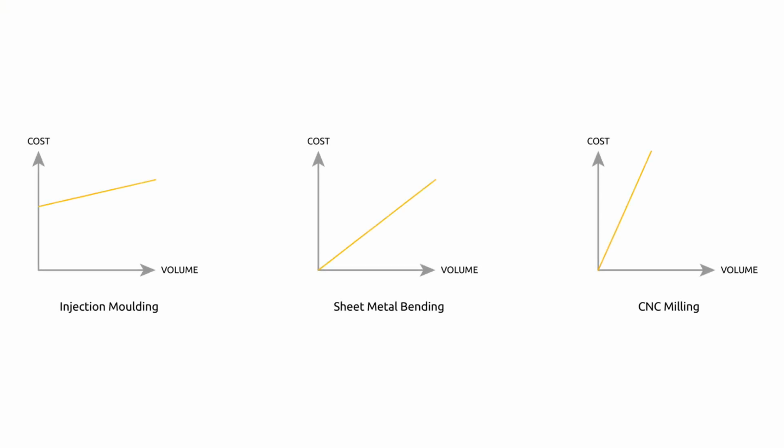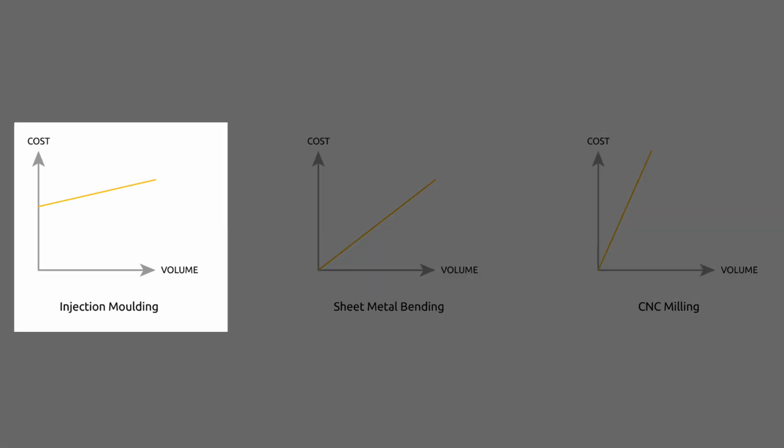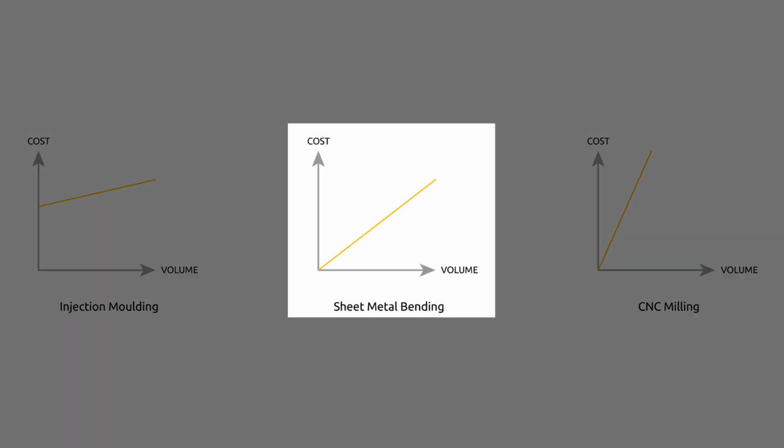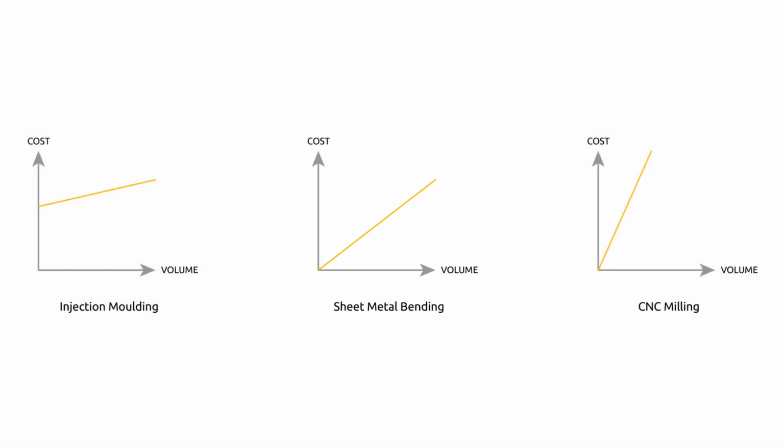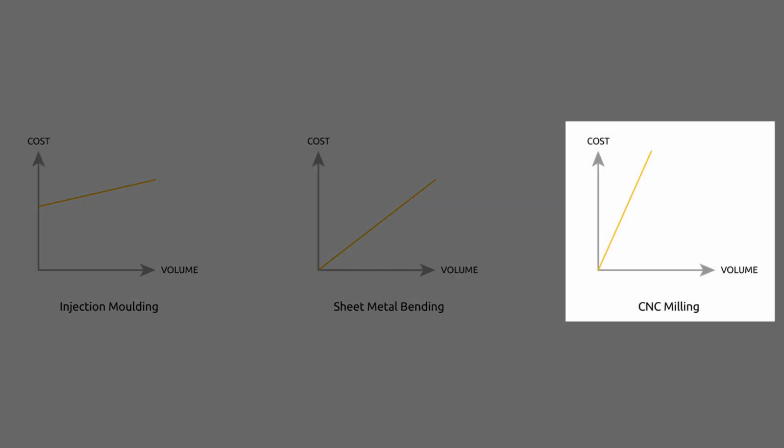If we now compare the three manufacturing methods that we have gone through, we can summarize their cost profiles in the following graphs. So we have injection molding with a very high startup cost but very low per unit cost. We have sheet metal with almost no startup cost and a fairly low per unit cost. And then finally we have CNC milling with low startup cost but a high per unit cost.